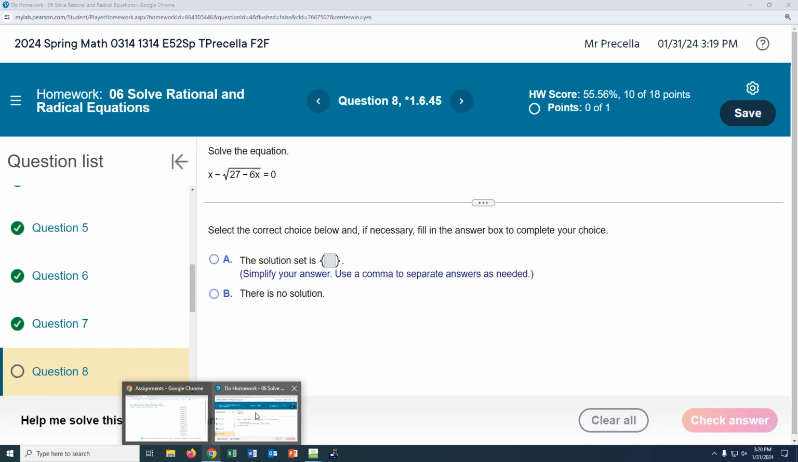Like on this number 8, what are we going to do first? How would we get that radical by itself? Take minus that. Well, you could, but then you have a negative in front of that radical. I would move the square root over to the right, which is what he's going to do when he actually starts working on it. Okay?